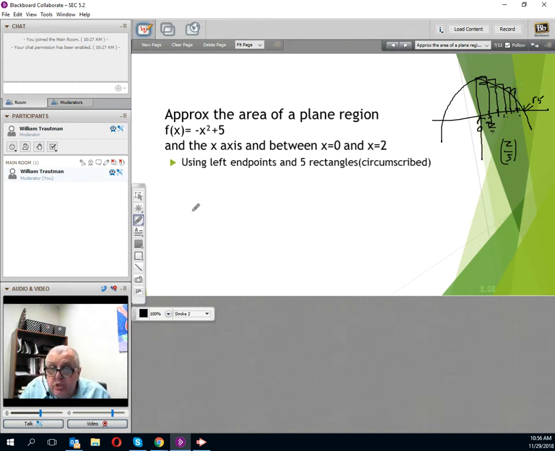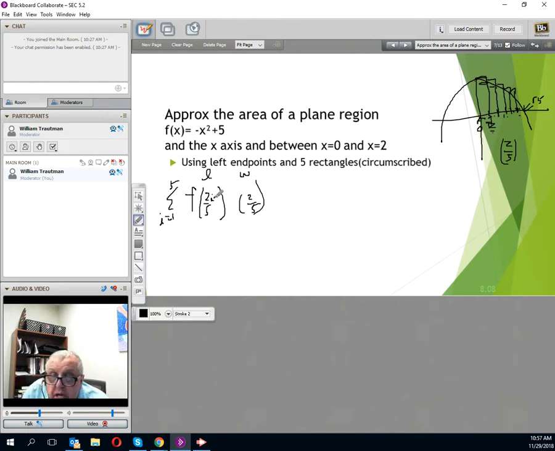So when we do the summation of i equals 1 to 5, we have the length and the width. The width is still going to be 2/5. However, the function is going to be different. In the function, last time we put i. But we can't put i, because if you put a 1 in there now, you start at 2/5. We have to start at 0.